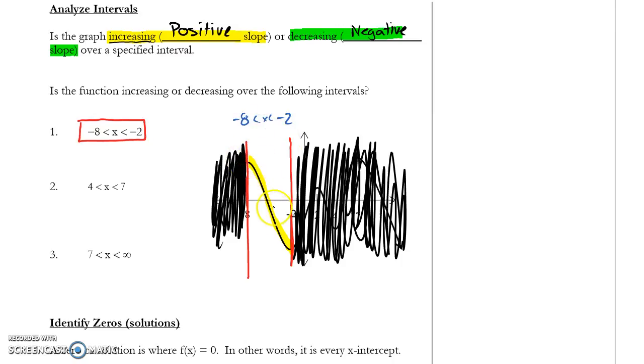And as I look at the graph in that particular section, is it a positive slope or a negative slope? Remember, we read slope from left to right. Positive slope would mean the line would be going up from left to right. Negative slope means it would be going down. So as I look at just this section, it's going down. That's a negative slope, which means the function is decreasing.